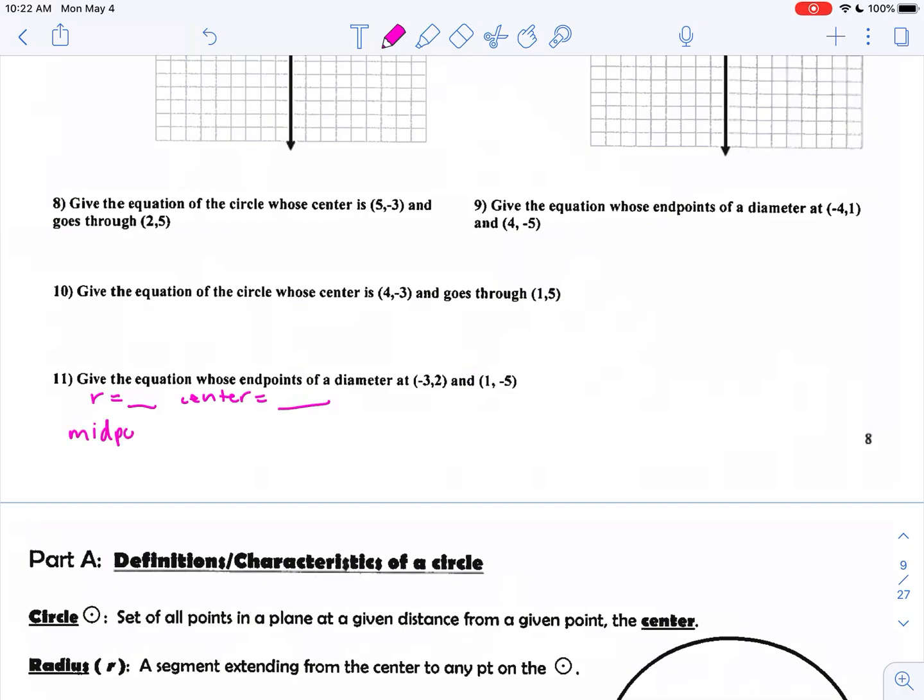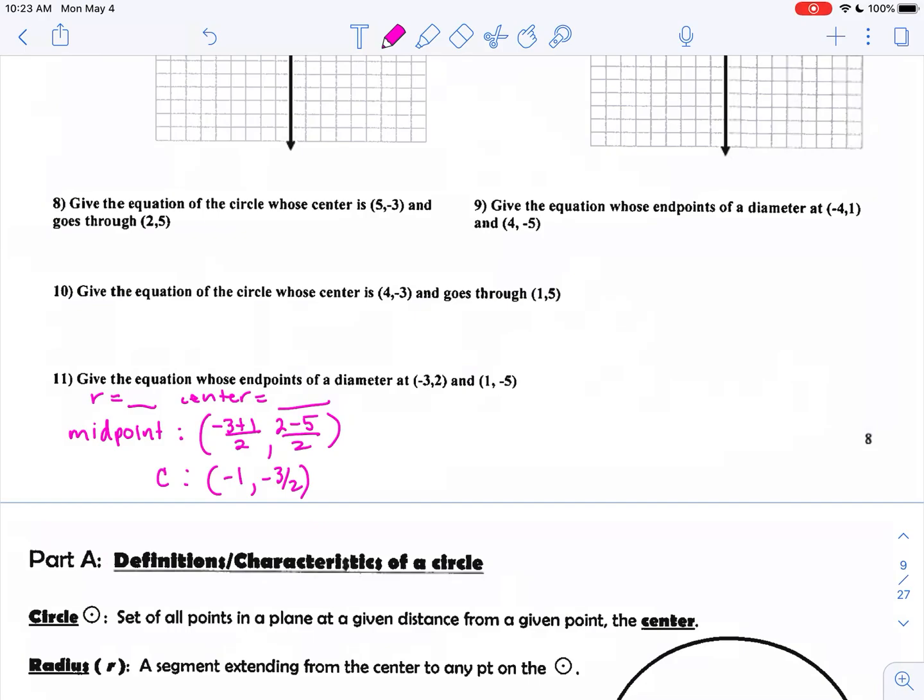So to find the midpoint, you'll remember that it's the average of the x's and then the average of the y's. So if you average the x coordinates, -3 plus 1 divided by 2, and then the y's, 2 minus 5 divided by 2. With that, we have -1 when we simplify that, and then -3/2 when we simplify that. So this is going to be the center of our circle.